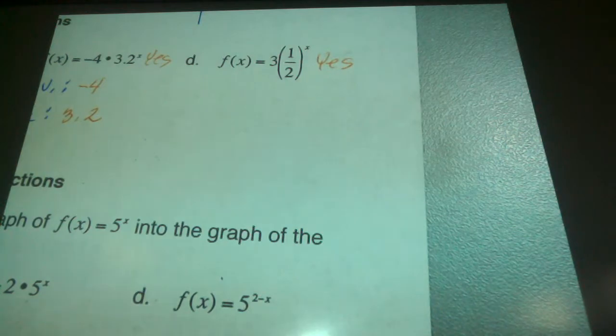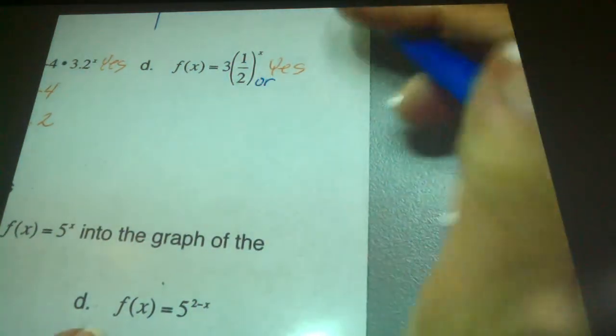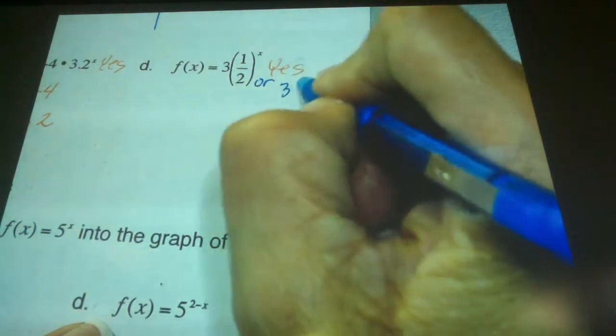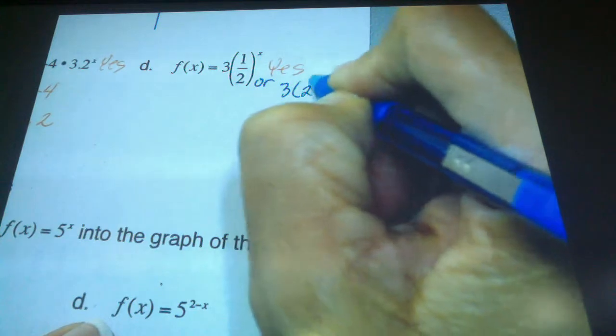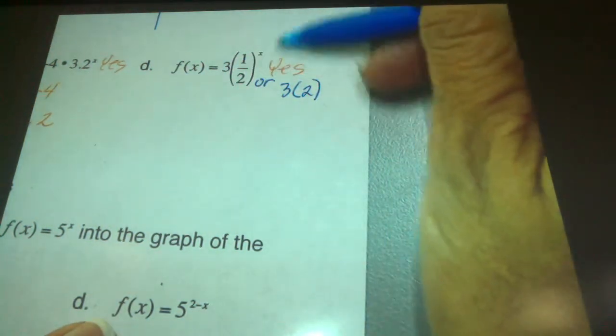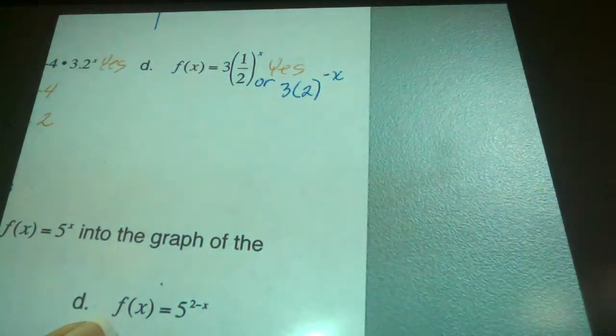And we're going to rewrite this in a different way. Or, tell me if I could rewrite it this way. Could I take the reciprocal of my base, so I have 3 times, instead of 1/2, I'm going to take its reciprocal, 2. If I take the reciprocal of the base, what do I have to do to the exponent? Change its sign, so doesn't it become a negative x?